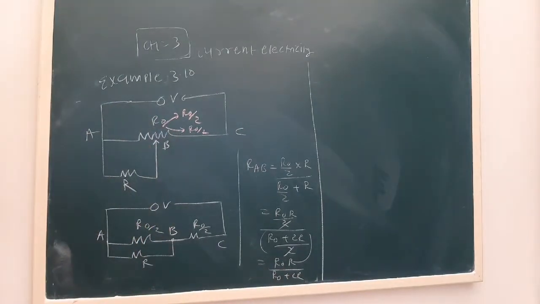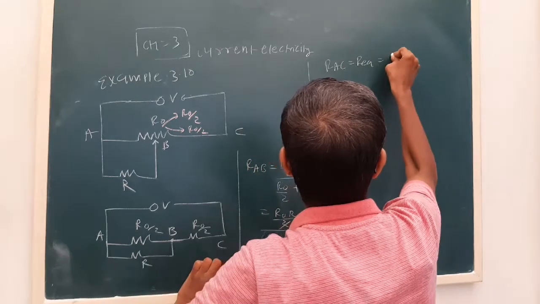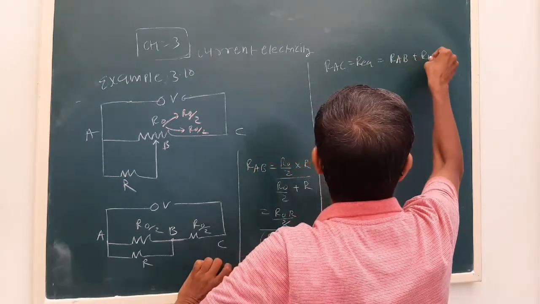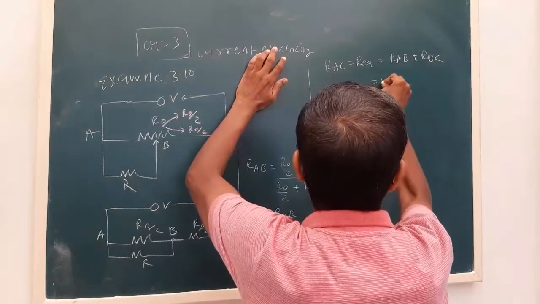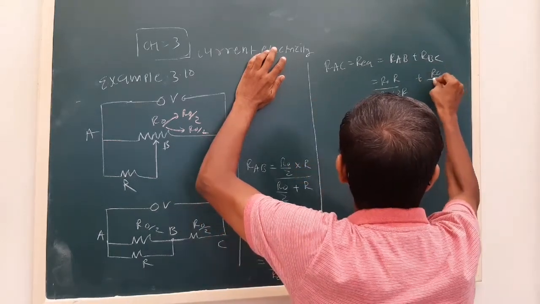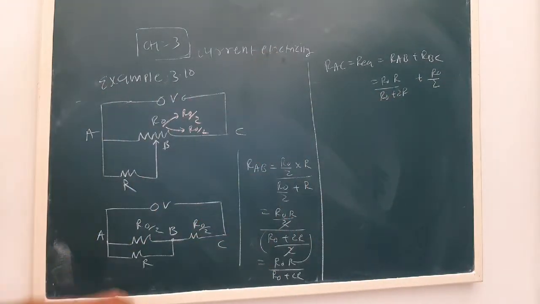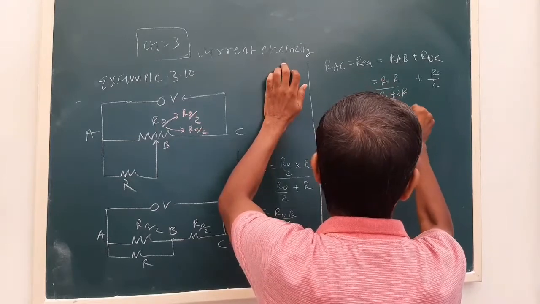Okay, now next we have to obtain the equivalent resistance between A and C. Now RAB we have obtained. Now this is a potential divider, so this is divided into two parts. RBC we have taken. Now we simplify. These two are in series, 2R0R.